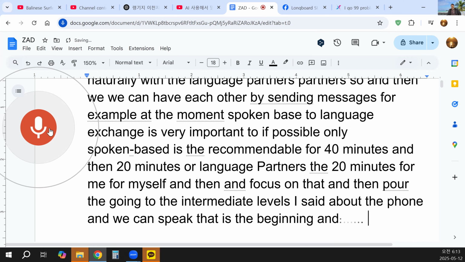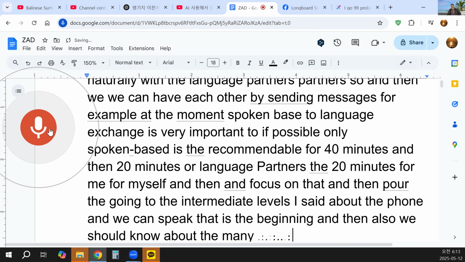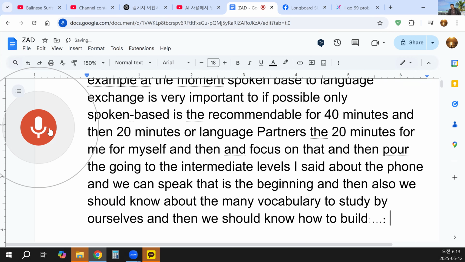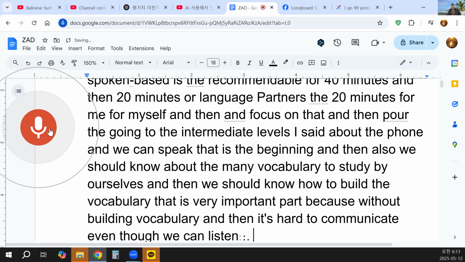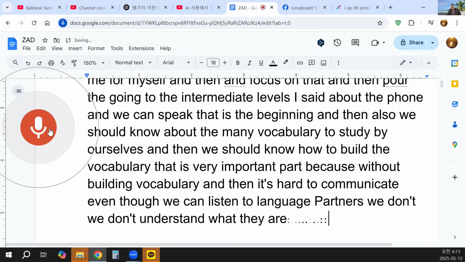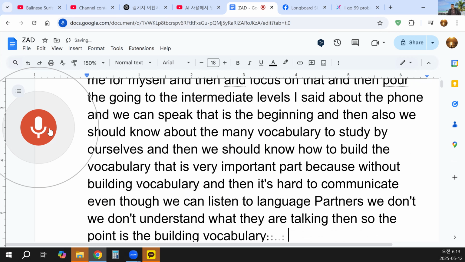And also we should know many vocabulary words, so we should study by ourselves and know how to build vocabulary. That is a very important part, because without building vocabulary, it's hard to communicate. Even though we can listen to language partners, we don't understand what they are talking about. The point is building vocabulary, but building vocabulary is possible to study by ourselves.